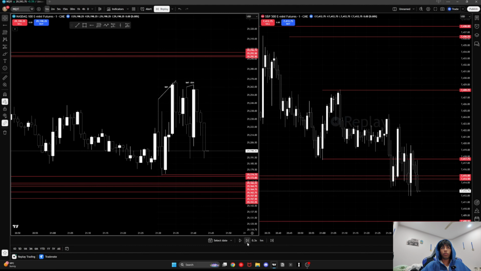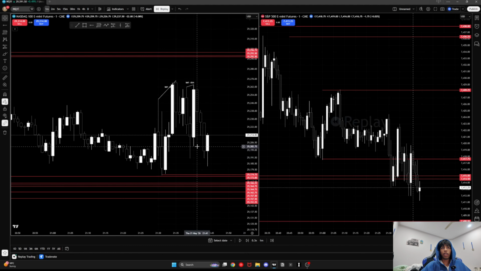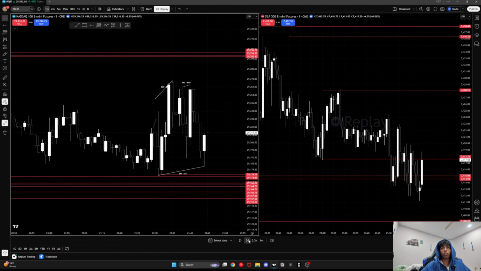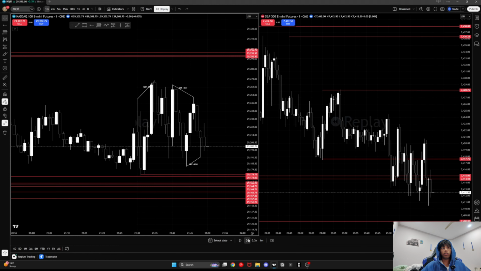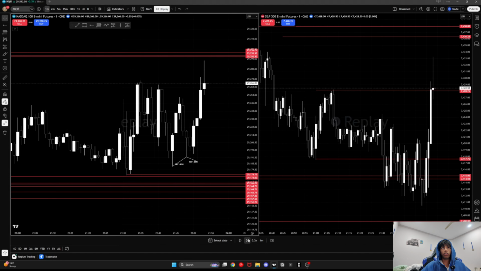Again, we take this low over here, and again, we don't take out anything. We are purely chopping, so I know this is accumulation. I'm trying to wait for some manipulation to the downside or the upside. So again, SMTs upon SMTs, doing nothing.